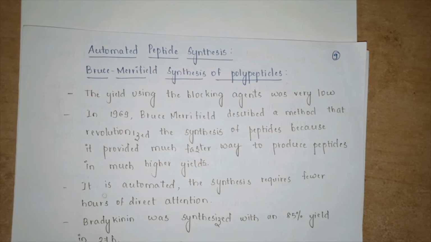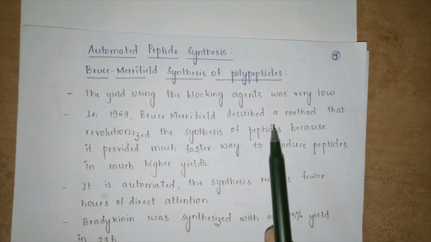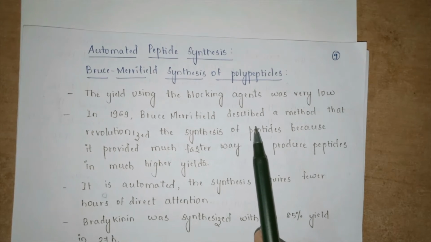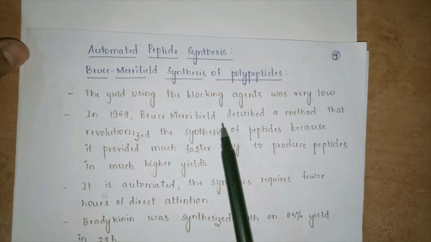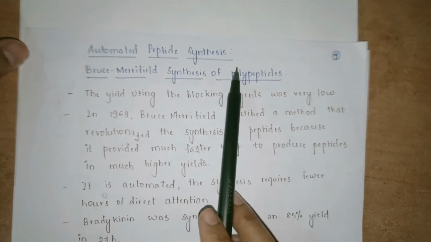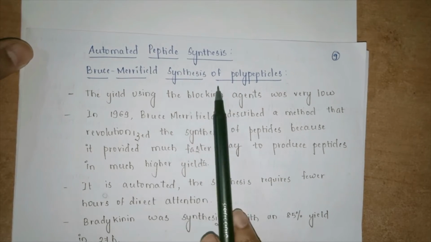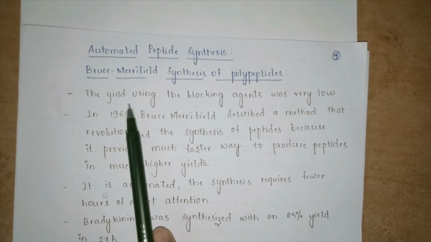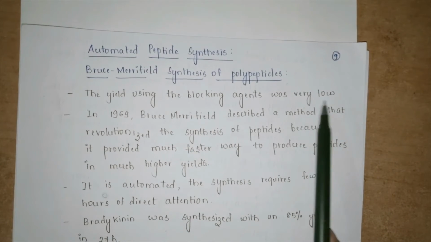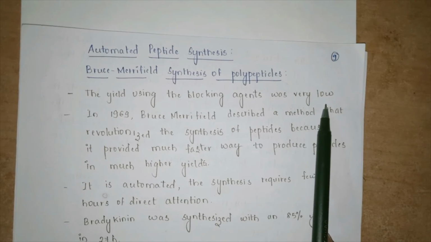Now we just saw that using blocking agents, that is N protection and C activation, we could not achieve a good yield for polypeptide series, and hence came the concept of automated peptide synthesis, which is also called Bruce Merrifield synthesis of polypeptides. The yield using blocking agents was very low. That is what we understood.